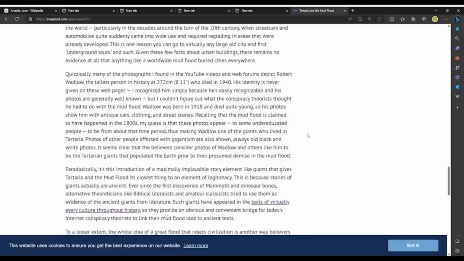Wadlow was born in 1918 and died quite young, so his photos show him with antique cars, clothing, and street scenes. Recalling that the mud flood is claimed to have happened in the 1800s, my guess is that these photos appear to some undereducated people, because you're not undereducated, no, not at all, to be from about that time period, thus making Wadlow one of the giants who lived in Tartaria. Photos of other people affected with gigantism are also shown, always old black and white photos. It seems clear that the believers considered photos of Wadlow and others like him to be the Tartarian giants that populated the earth prior to their presumed demise in the mud flood.